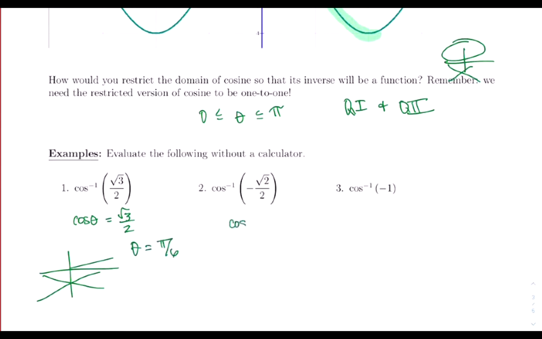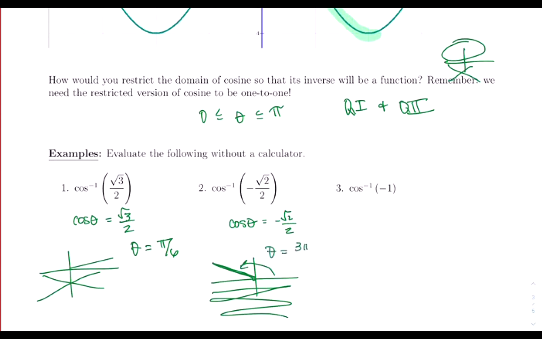Here I rewrite cosine of theta is equal to negative root 2 over 2. Well, negative root 2 over 2, cosine does that over here. Again, we're not using the bottom half of the unit circle. So negative root 2 over 2 is this angle. That's where cosine does that. That is the pi over 4 in quadrant 2, so 3 pi over 4. Cosine of theta equals negative 1. Again, we're not using the bottom half. Cosine is negative 1 here, and that angle is pi.